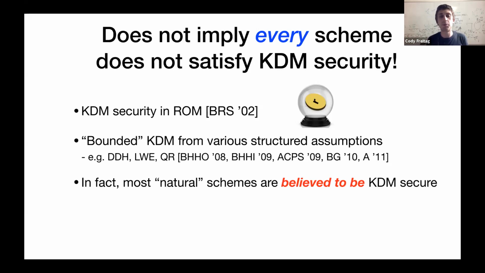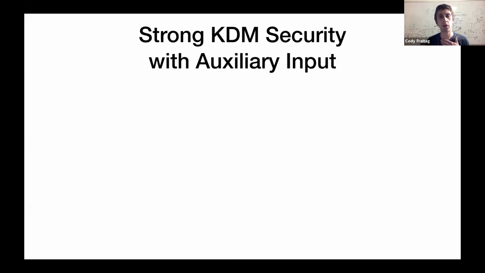So it's reasonable to think that most natural schemes are believed to be KDM secure. So we can use this in applications like disk encryption, and it's reasonable for things like fully homomorphic encryption that such a scheme exists. So this gives us hope to use this in applications moving forward.